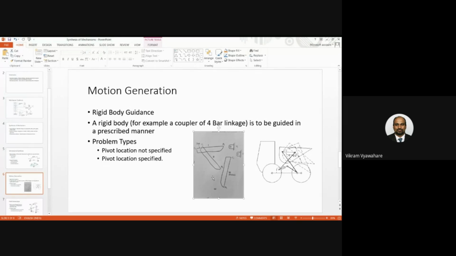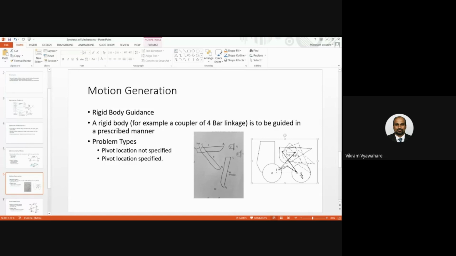Similarly, let us say there is a dumper truck. For this dumper, I know the three positions that the dumper has to take during dumping the waste, or whatever material in that truck you want to dump. So the first position, second position, third position will be known, and I would like to find out the dimensions of the links that would cause this motion.